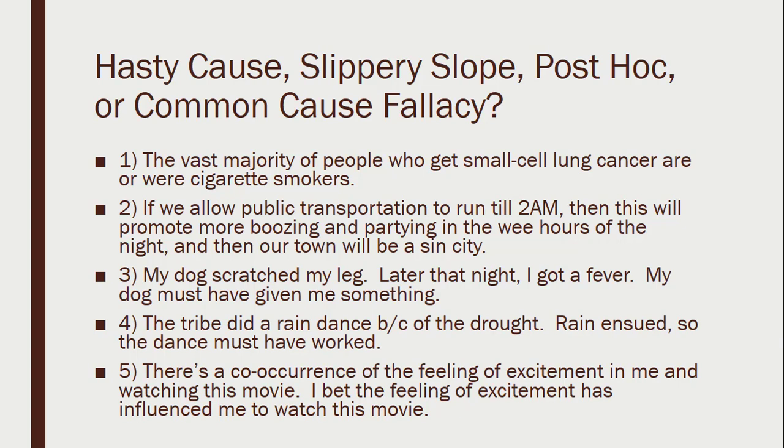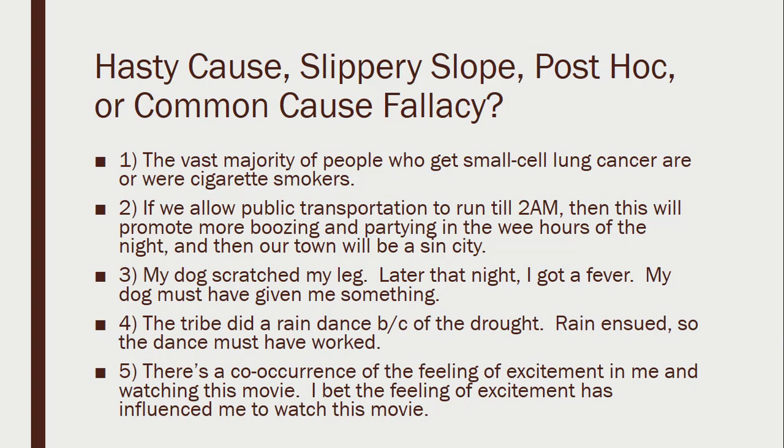Number 4, the tribe did a rain dance because of the drought. Rain ensued, so the dance must have worked. Once again here we have a time sequence of events. Tribe did a rain dance, then rain ensued, it followed. And that's it. There's no further evidence given. It's the causal claim, the conclusion that the dance must have caused the rain, that is only justified based on this time sequence of events, but that is fallacious. This is a post hoc fallacy.